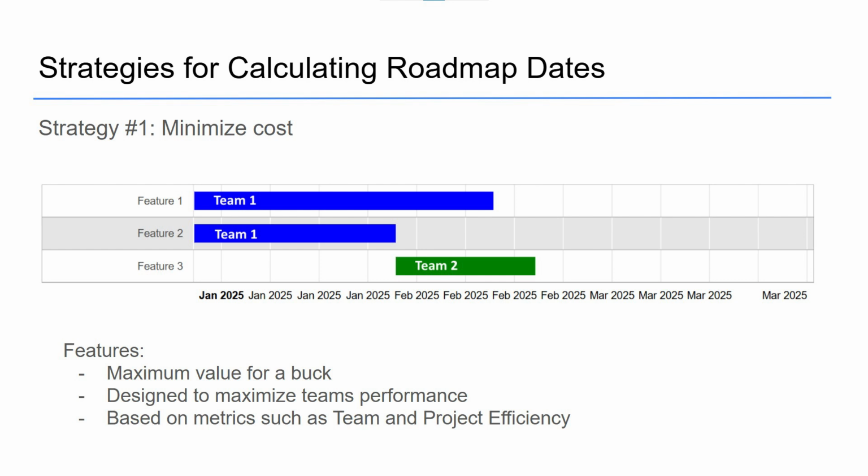Some metrics like projects and team efficiency can help with that. I talked about these metrics in the video about resource utilization. Some additional metrics could include burnout indicators, sustainable pace, or buffer times to maintain team health.